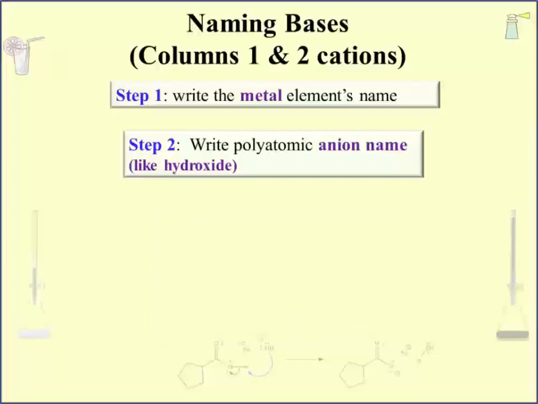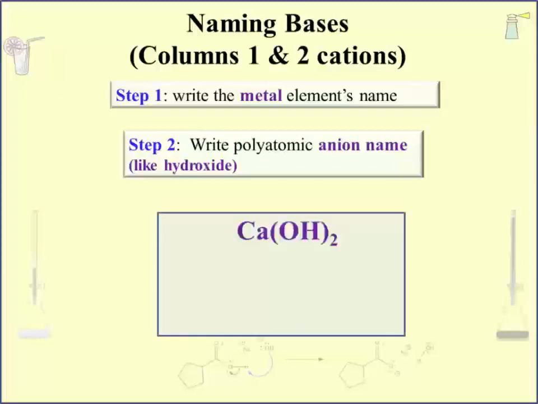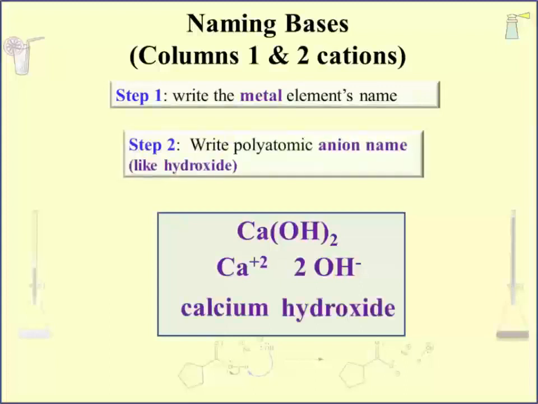A second example is Ca(OH)2. It is an ionic compound. Rule 1 says to use the element's name, calcium. Rule 2 says to use the name of the anion, hydroxide. Calcium hydroxide. Notice that there is no place in the name for the 2 subscript of the hydroxide. Proportions are not included in the name. Rather, they are deduced from the charge on the ions.